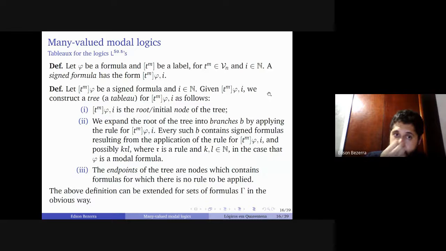So let's jump to the definitions. Now we define the notion of signed formula. Let phi be a formula and tm a label, for every tm belonging to the set of truth values. Sorry, here is the set of truth values, not the set of propositional variables. So we define a signed formula in this way: tm phi comma i. The i here will denote the possible worlds. So we construct the tableau given a signed formula and this natural number i. We can construct a tree for this signed formula as follows.